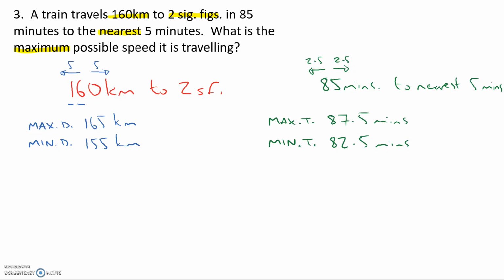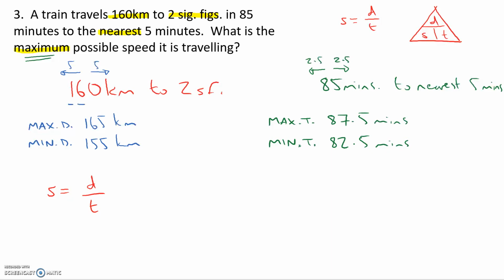Alright, so we've worked out the bounds. We've worked out the bounds for the distances, we've worked out the bounds for the times. What is the maximum possible speed it's travelling? Well, how do I do speeds? If you don't know the speed equation or speed triangle, we're going to be struggling. Well, speed equals distance divided by time. If you're a triangle person, speed equals distance divided by time. If it's distance divided by time, d needs to go on the top, t needs to go on the bottom. Maximum possible speed. So we know speed equals distance divided by time. If you don't know it, learn it.